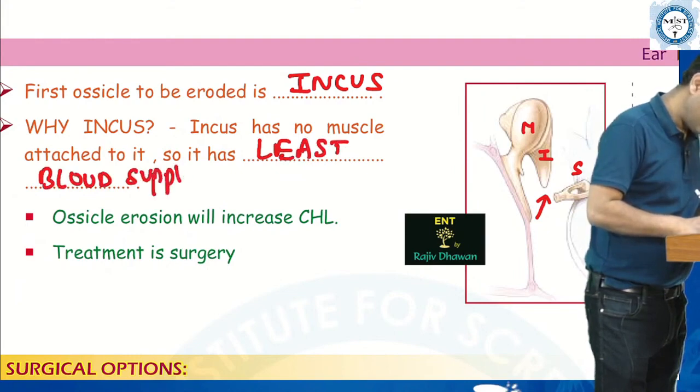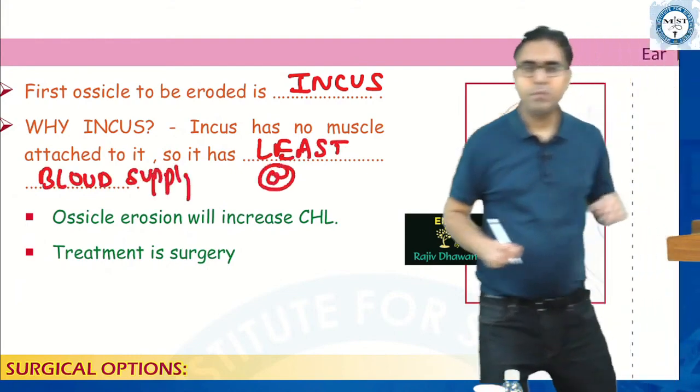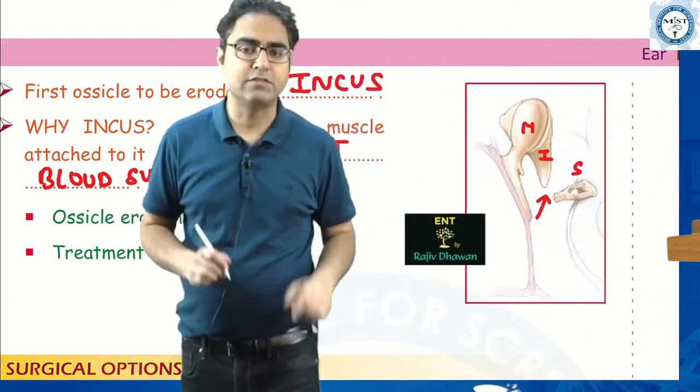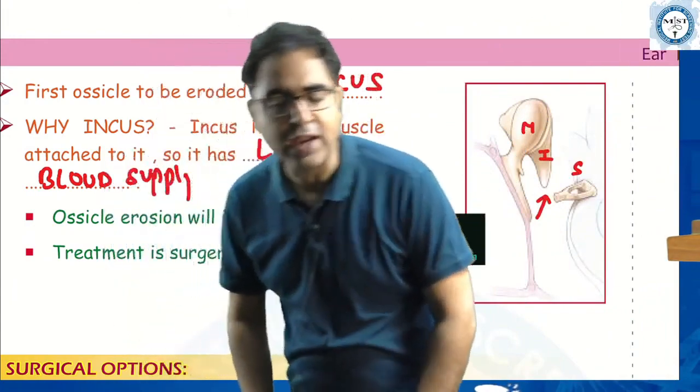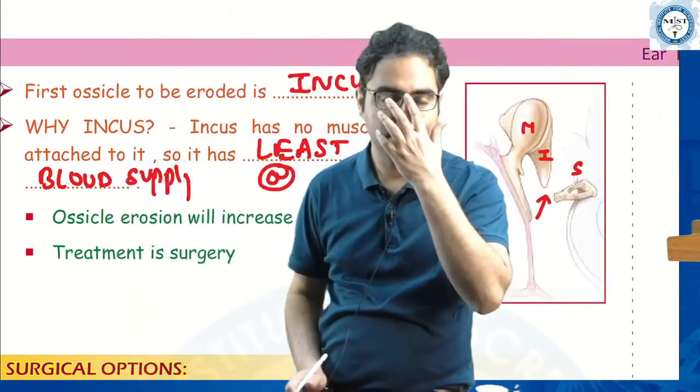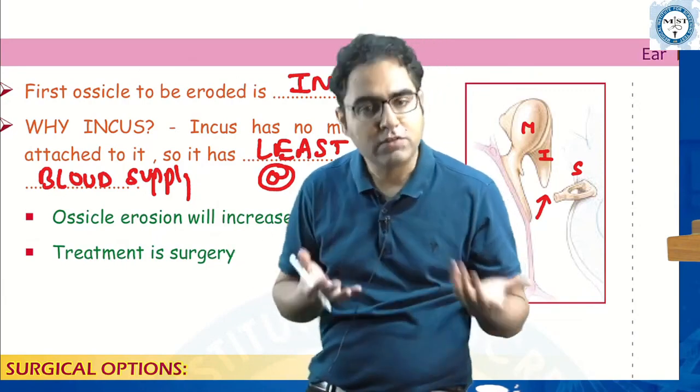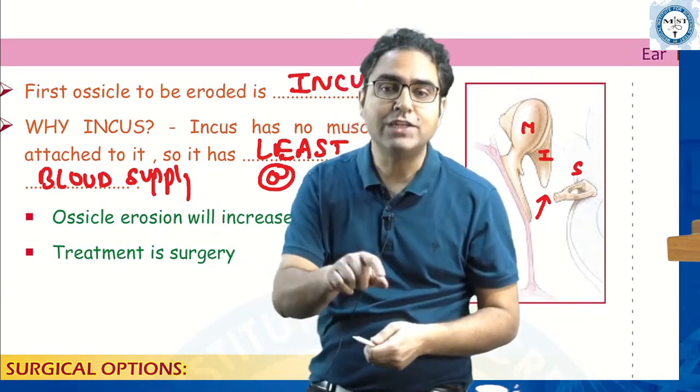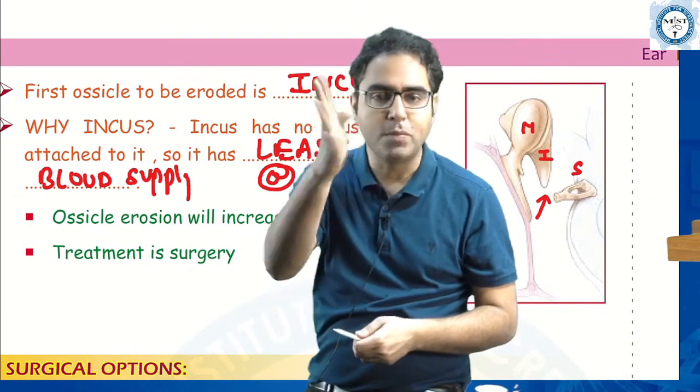So it has least blood supply. Anybody? Which muscle attaches to malleus? Tensor tympani muscle. Which muscle attaches to stapes? Stapedius muscle. Which muscle attaches to incus? I told you, incus has no muscle.